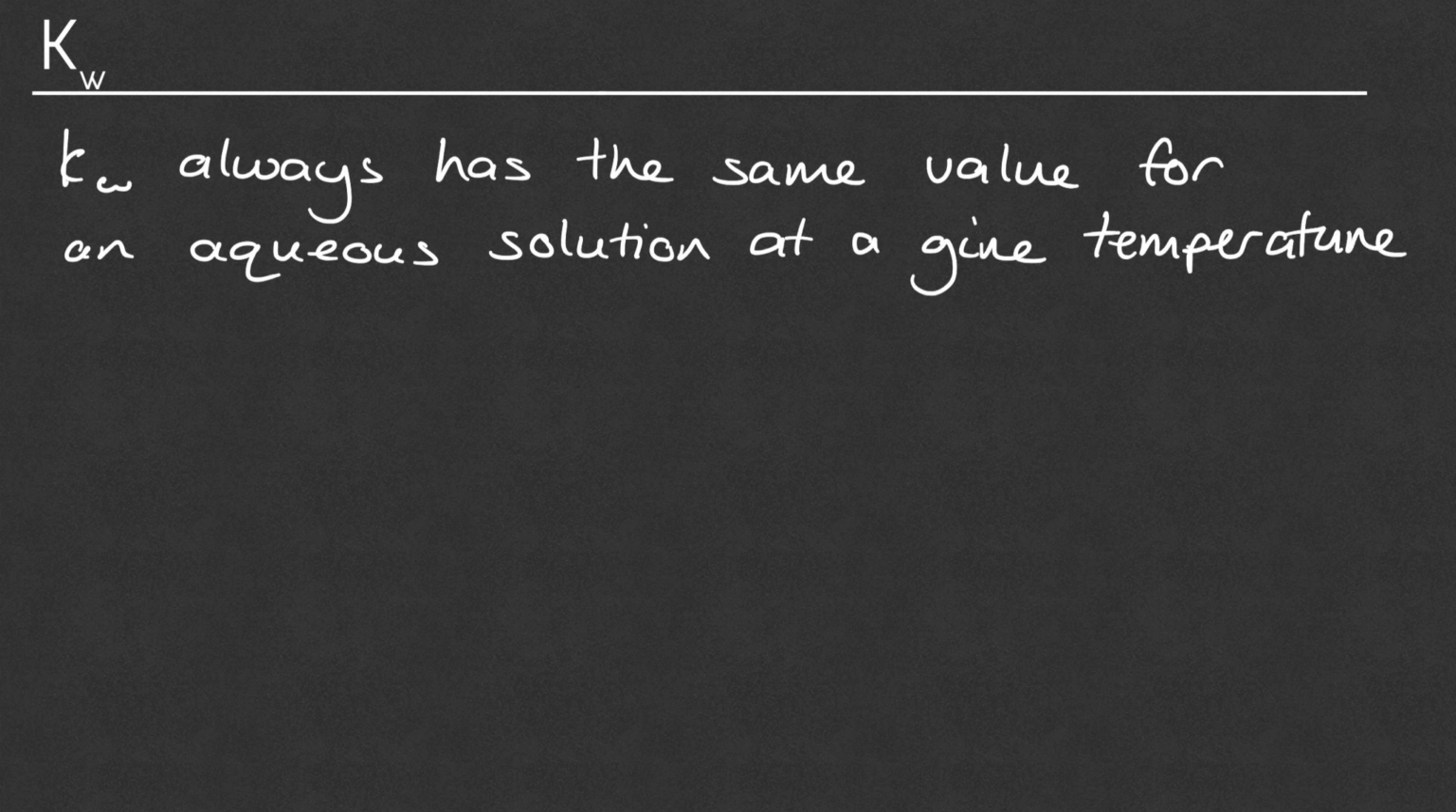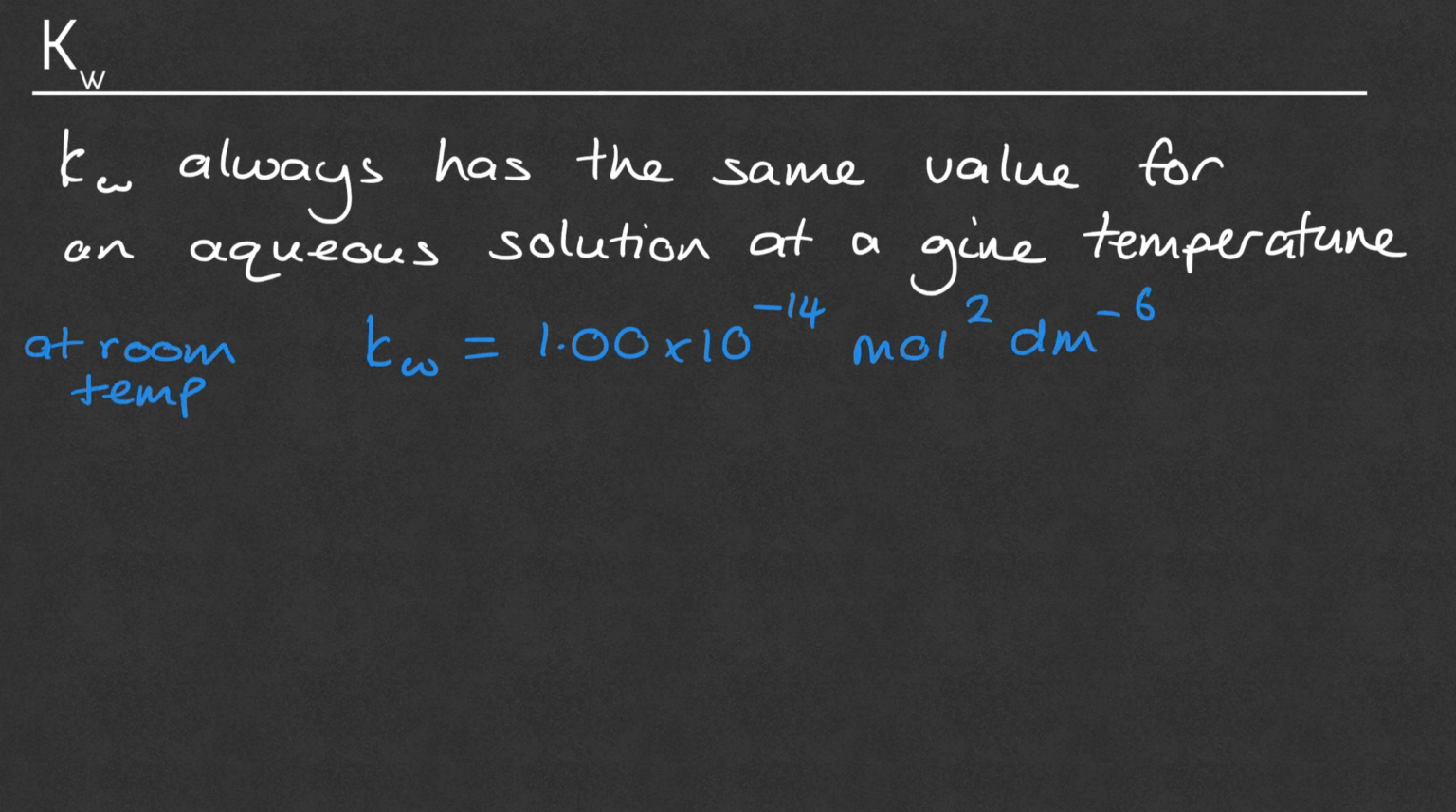Well, Kw is a constant. It will always have the same value for an aqueous solution at a given temperature. So, for example, at room temperature, Kw equals 1 times 10 to the minus 14. Now this is important because it means if we write the Kw equation again, we can therefore say that 1 times 10 to the minus 14 equals the concentration of hydrogen times the concentration of hydroxide ions.